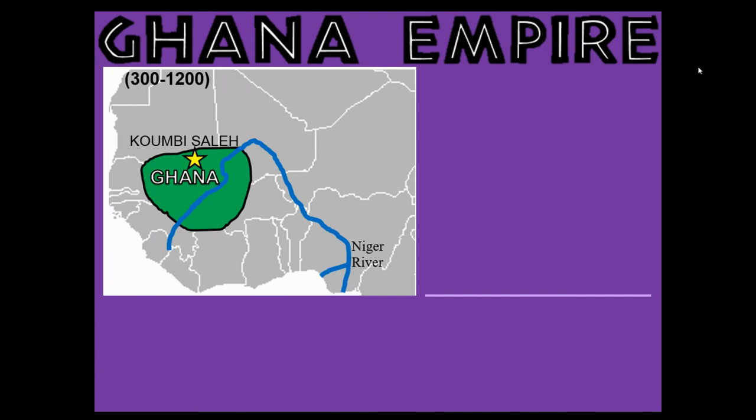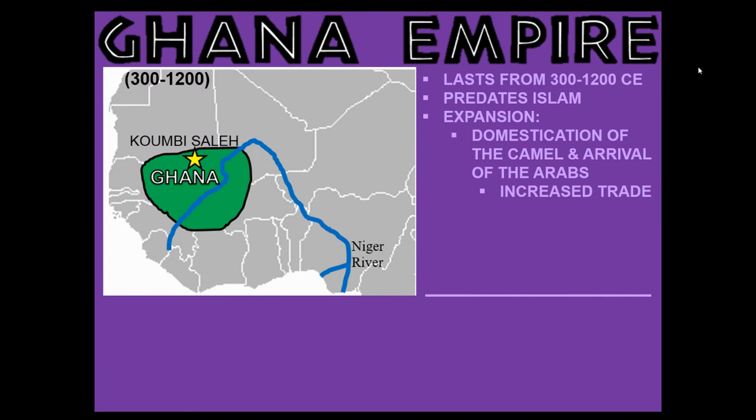Ghana was really the first major empire of West Africa that we have archaeological evidence of. It lasts from about 300 to 1200 CE, so really one of the longest lasting empires, right along the Niger River. It predates Islam, so there were a lot of what were called animist or spiritual religions of Africa that existed. They also led to the domestication of camels, and as the arrival of Arabic traders came, this led to increased trade in the region and it became a lot more powerful as a major trade empire, as it had gold, which is one of the biggest things that they had in this area.